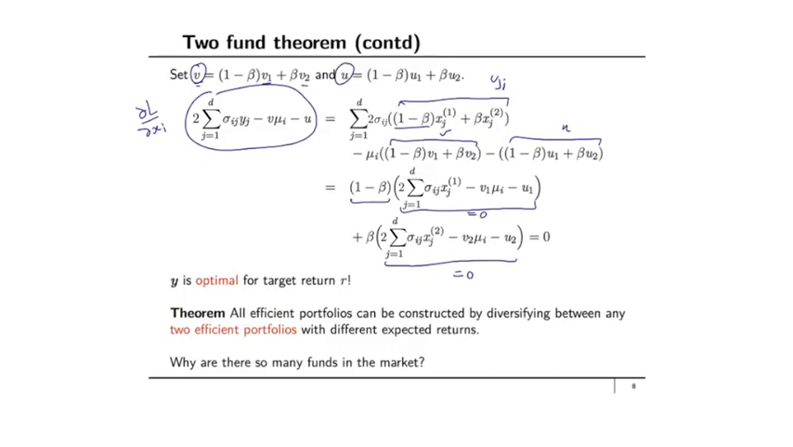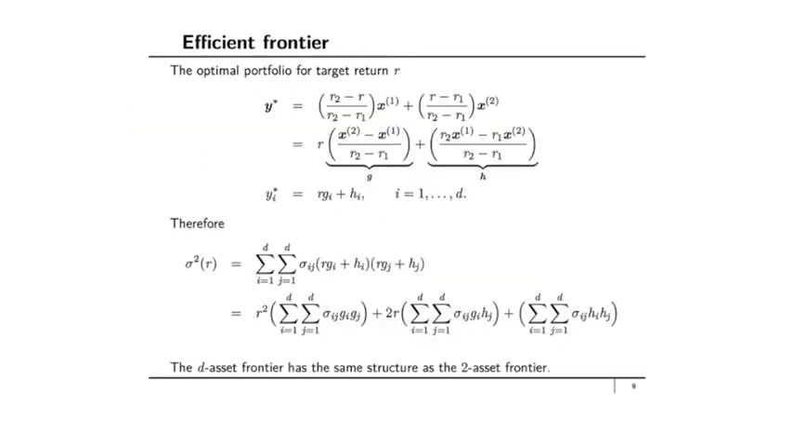All right, returning back to the theory, the theorem says that all efficient portfolios will be constructed by diversifying between two efficient portfolios, which means effectively it's a two-asset market. If I'm talking about investors, they don't need anything more than two assets. And therefore, since y star can be written as a combination of x1 and x2, all I've done is rearrange terms. I took the r outside. I put (x2 minus x1) divided by (r2 minus r1) here. Call this a new position g. Call this a new position h. So therefore, every component can be written as r times g_i plus h_i.